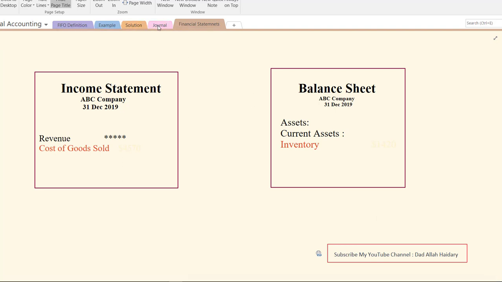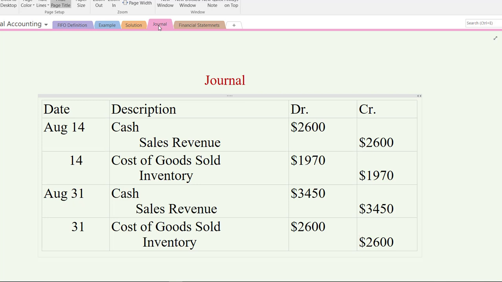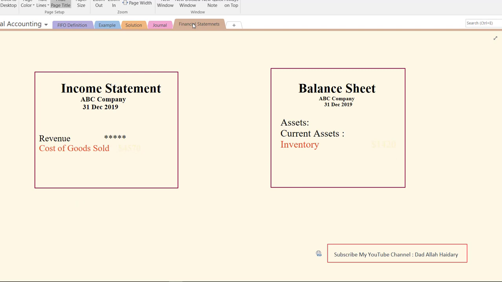So students, after completing the FIFO method and journalizing it, now we are moving to the financial statements. Financial statements means what is the impact of the FIFO method or inventory costing on the different financial statements. The first impact is on the income statement, and the second one is on the balance sheet. As you all know, the income statement is a presentation of the revenue and expenses of a business or an organization. So usually in the income statement you will find the revenue and expenses, and after the revenue we have the cost of goods sold.